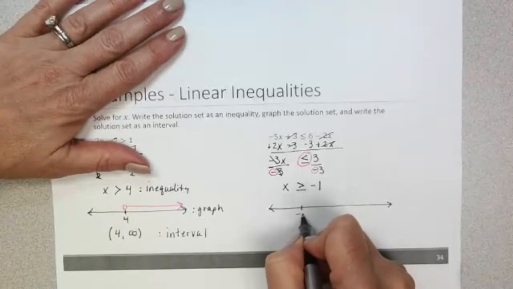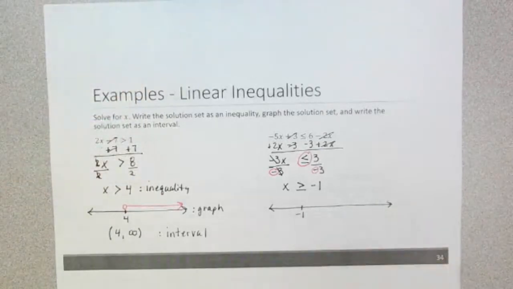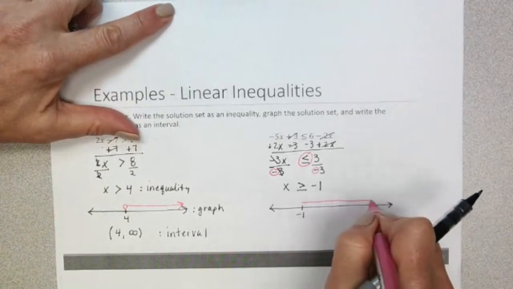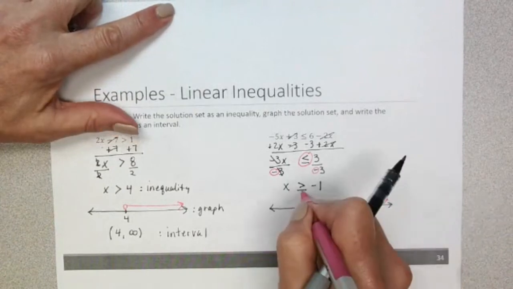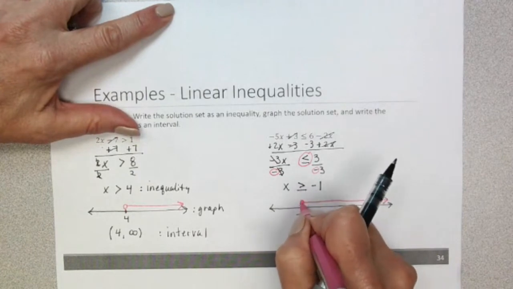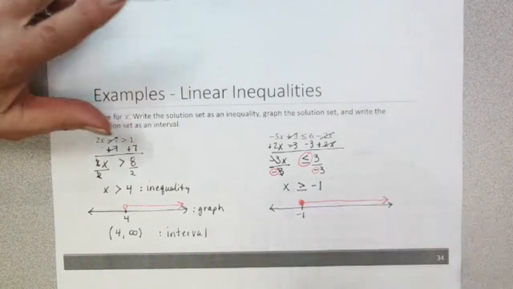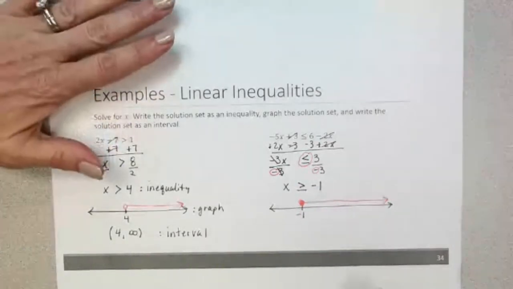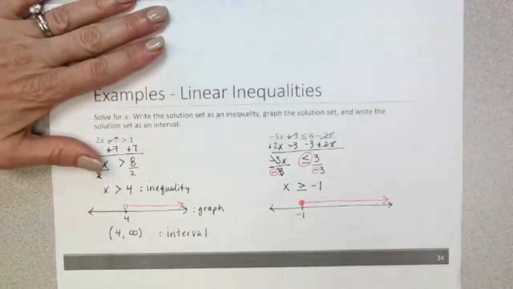We'll say negative 1 is right there. X is greater than or equal to negative 1. That's going to be all the values greater than negative 1. But since it's or equal to, I want a closed-in circle here because I want to indicate that I'm including the negative 1 in the solution. Because x could be equal to negative 1.